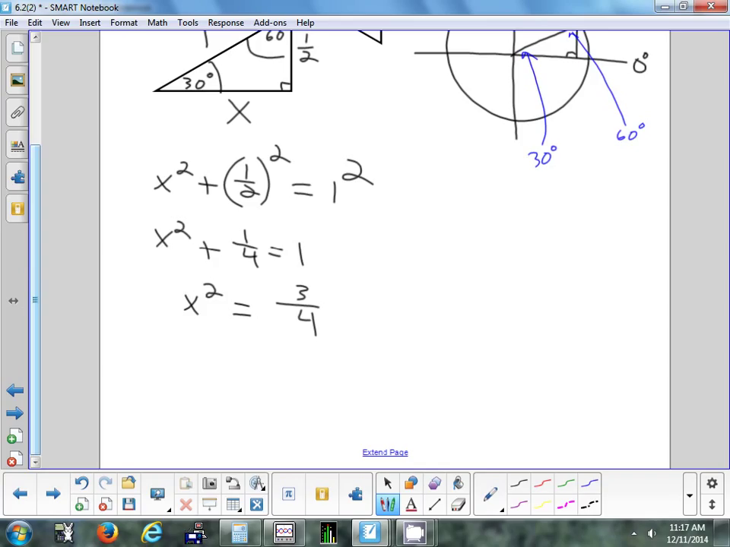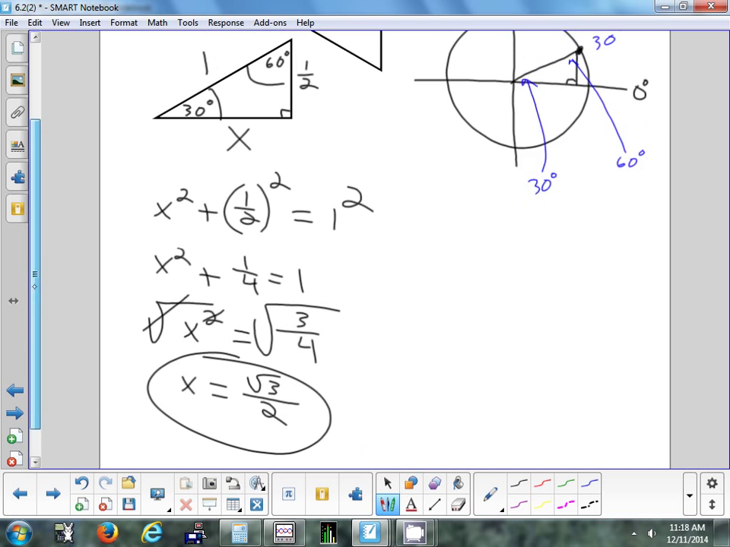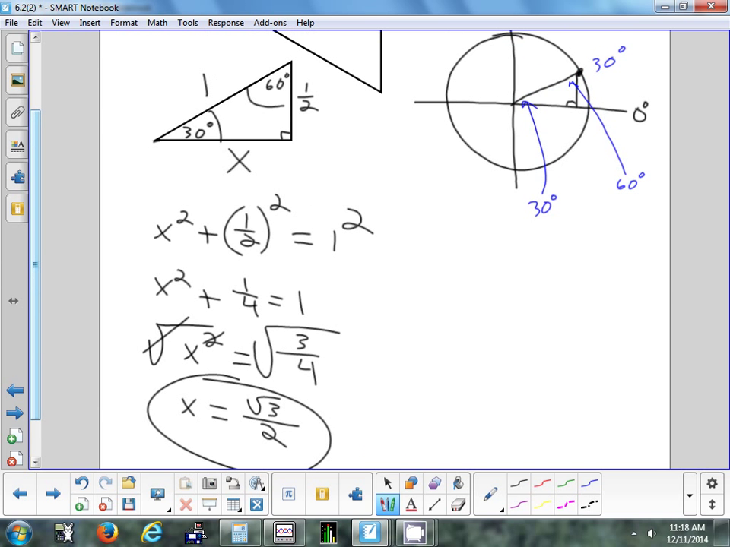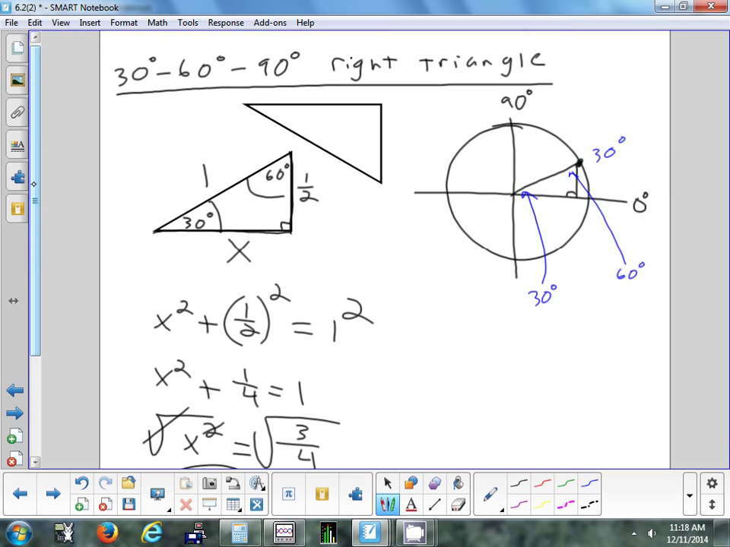And Victoria, how do I get rid of that exponent? Square root both sides. So we get x equals square root 3 divided by 2. So now I know the length of the base. From there to there, I know my height. Now I can write my coordinate for 30 degrees.